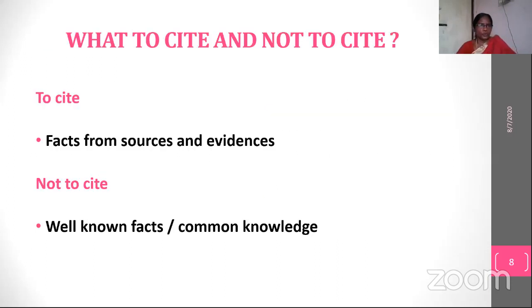So what are the things to be cited? There are a lot of sources: books, magazines, newspapers, letter correspondences, GOs, proceedings, inscriptions, artifacts, etc. There are a lot of sources. So, what are the sources? What are the references to be cited?